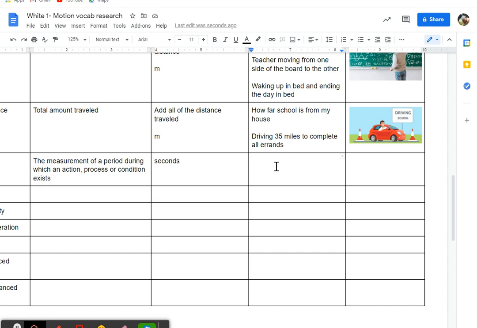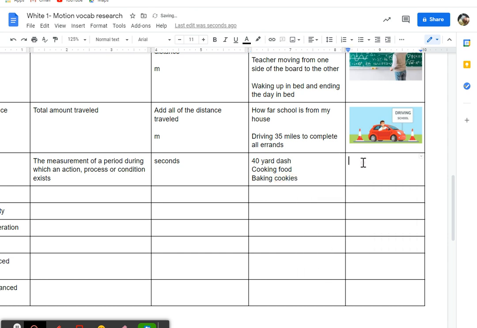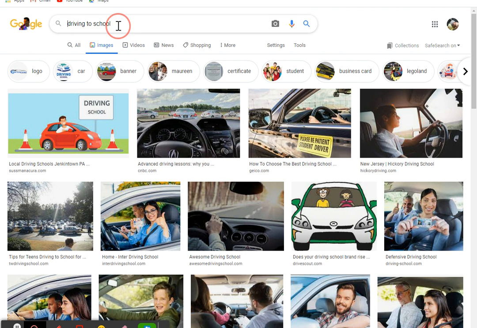Like when you do the 40-yard dash. 40-yard dash? Yeah, I have that too. Okay. Good. When else will we need time? Eating food? Cooking food? Oh, yeah, okay. Maddie? I didn't even think about cooking, but yeah, we definitely need to know time for cooking. All right, good. Let's do cookies.